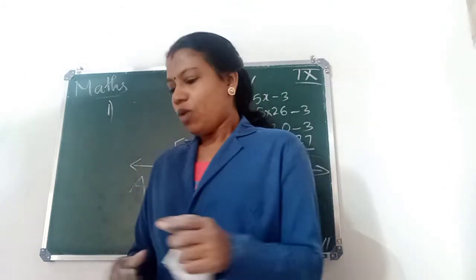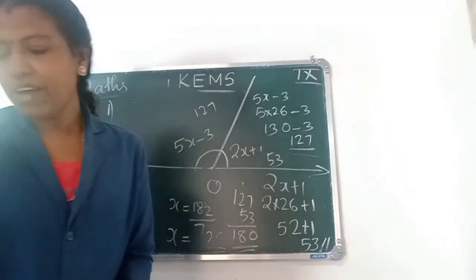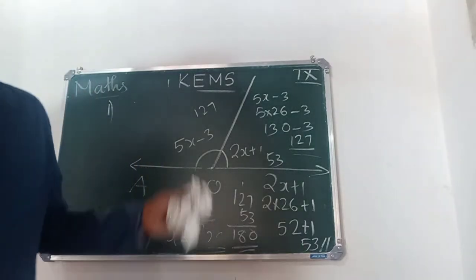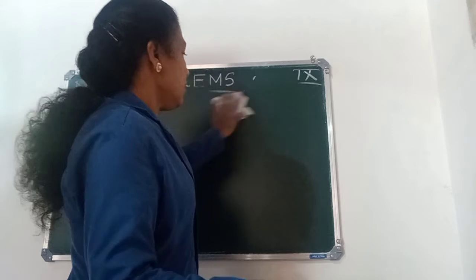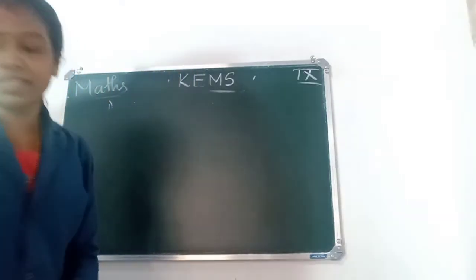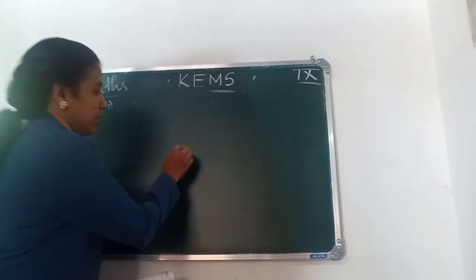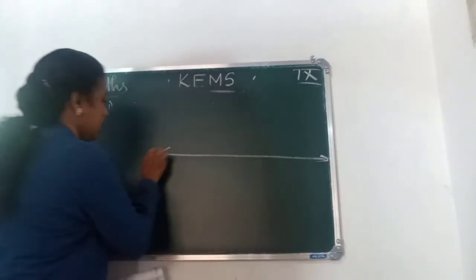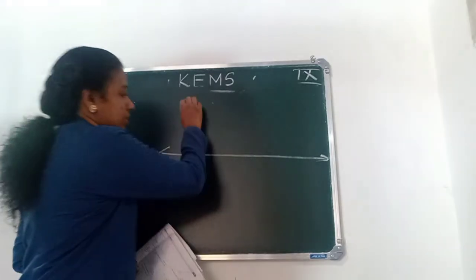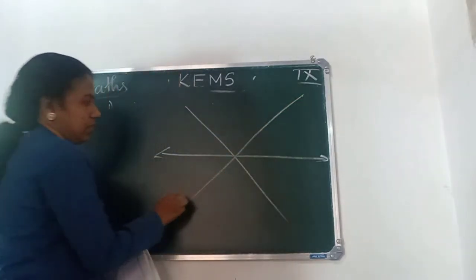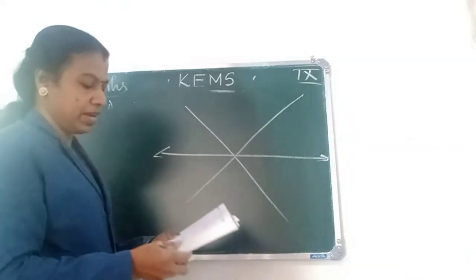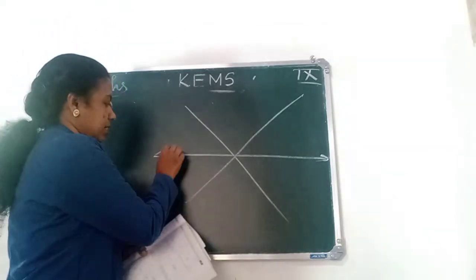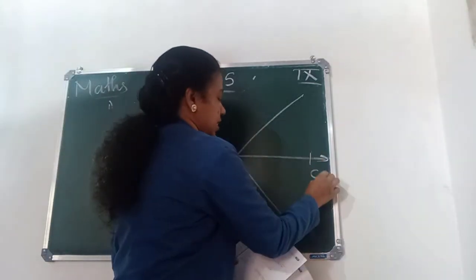Okay. Now, next question. Find the value of x and y in the figure. So this is the figure. Look here. This is AB. This is EC, line EC.